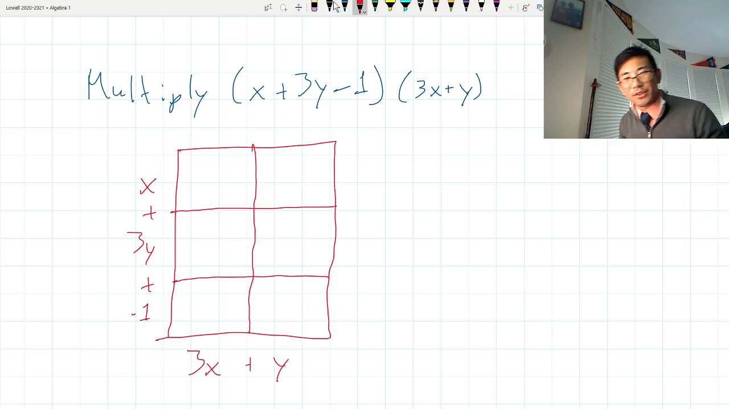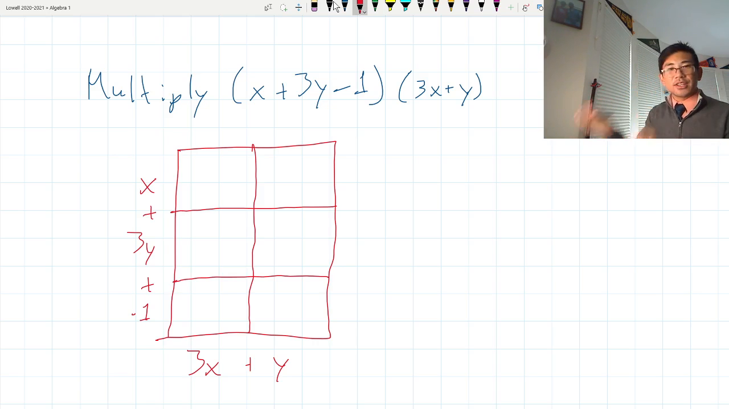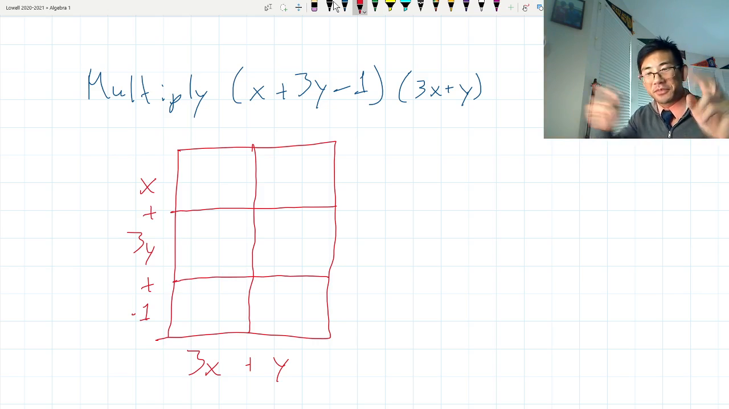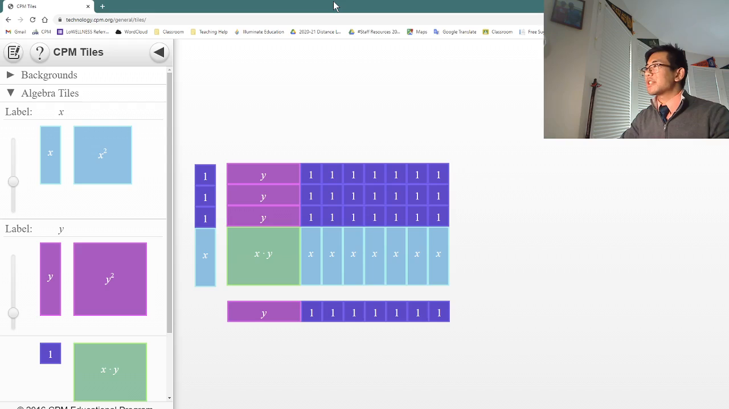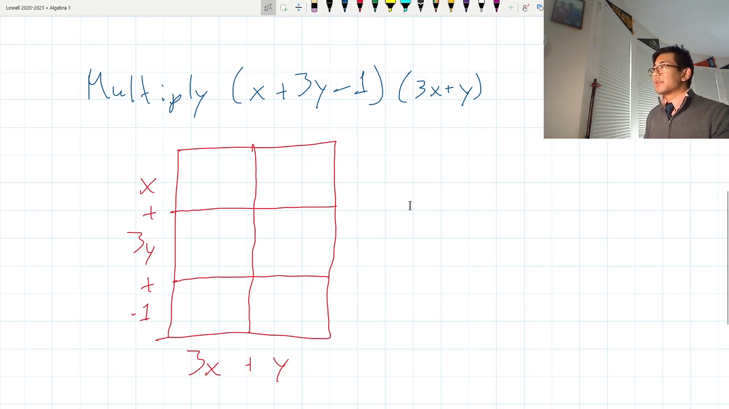Now, that seems weird, but remember, this is just a visual representation of this. So it's okay that it kind of doesn't quite make sense that way. It's just a side length of -1, which is all good. By the way, you can represent that with the algebra tiles, like so, by just clicking it right here. Okay? Alright.